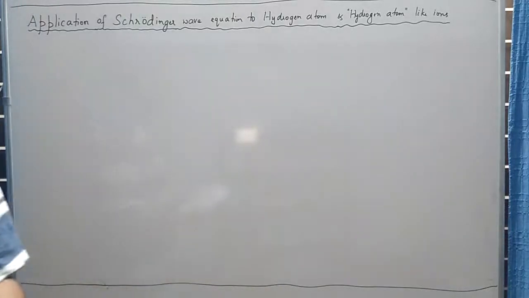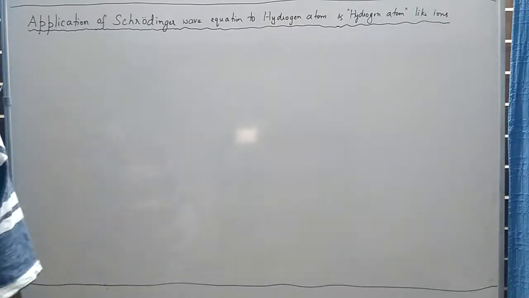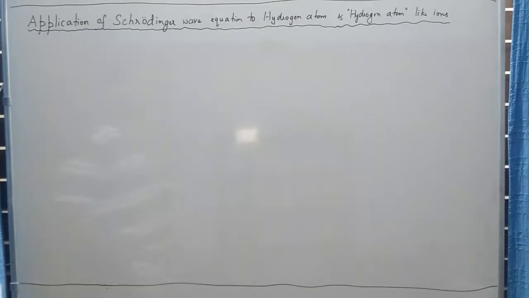We have applied so far the Schrodinger wave equation to a particle trapped in a one-dimensional box and a particle trapped in a three-dimensional box. Then we applied the Schrodinger wave equation to two spectroscopic models called the rigid rotator model and the simple harmonic oscillator model. Today is our first attempt to apply quantum mechanics to understand the structure of the atom.